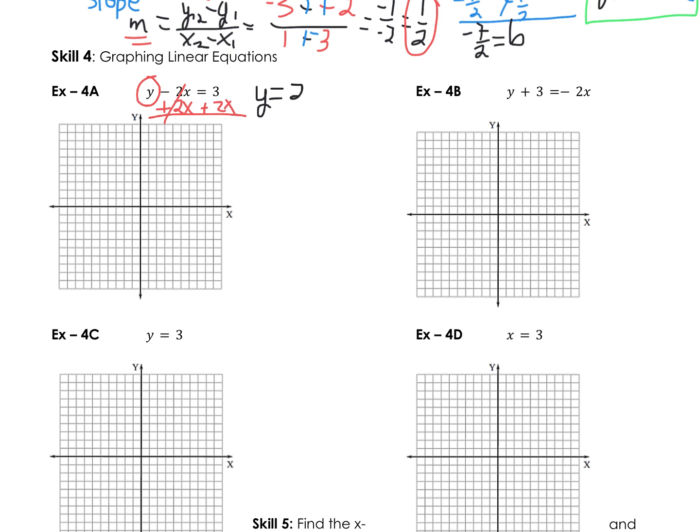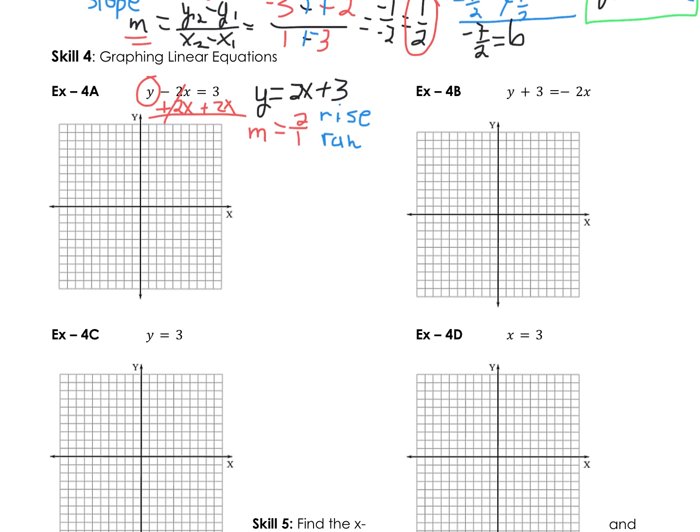So I've got 2x plus 3. We always want the x term to come first. So in this case, my slope is 2, and I like to write my slope as a fraction so I can see my rise and my run. So my rise is going to be 2, which is an up-down direction, and my run is a 1, which is a right-left direction.